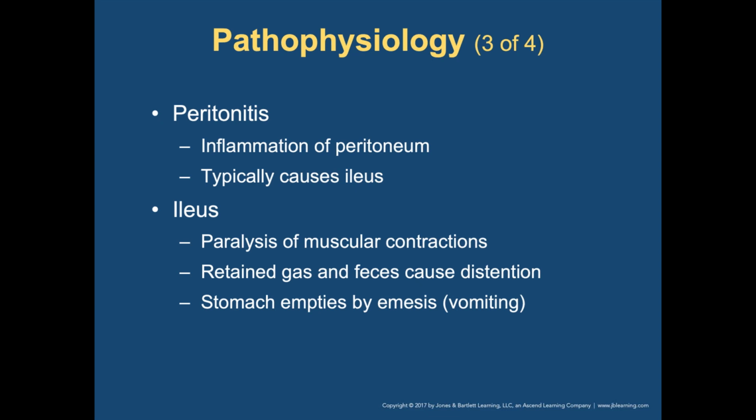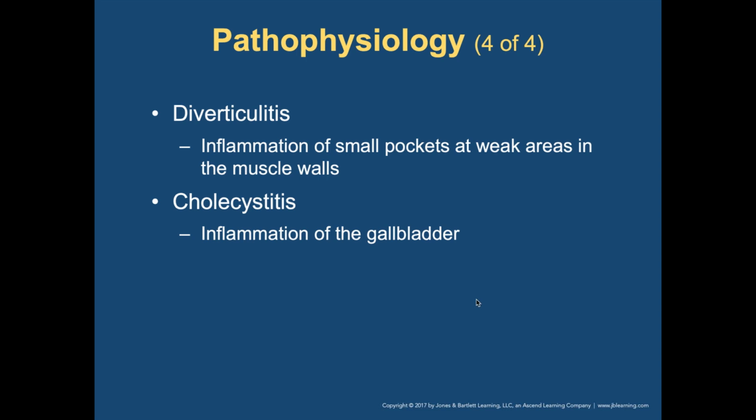Peritonitis is also associated with loss of bodily fluid into the abdominal cavity. The patient may present with tachycardia or hypotension. Look for signs of shock. That is the biggest thing. If they start vomiting repetitively, you know it only goes one way. Diverticulitis is the inflammation of small pockets at weak areas in the muscle walls. You're going to see some fever with this.